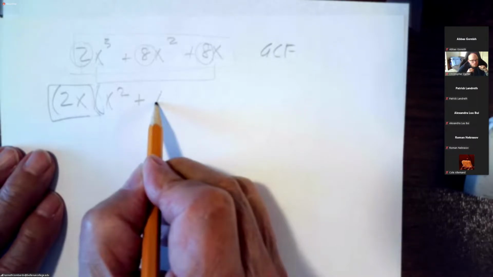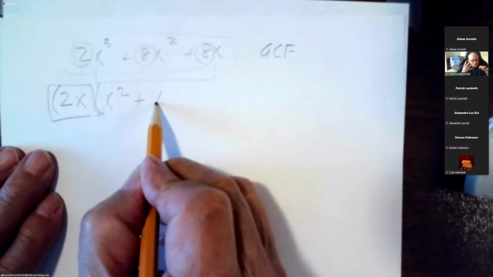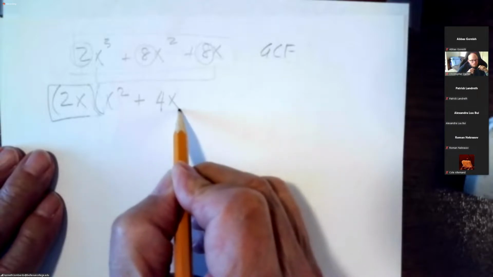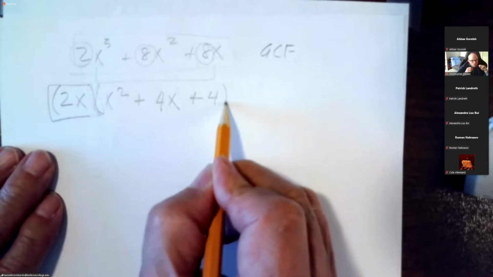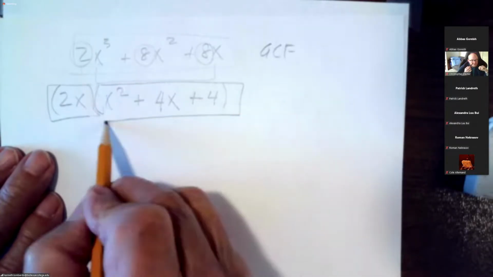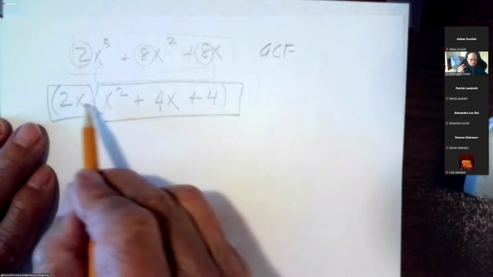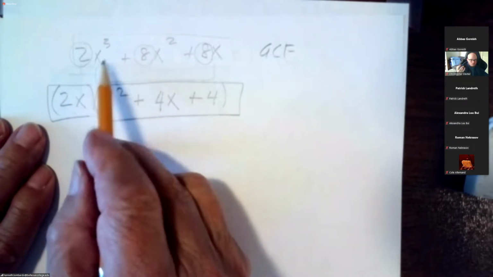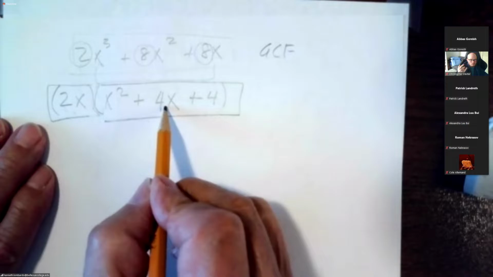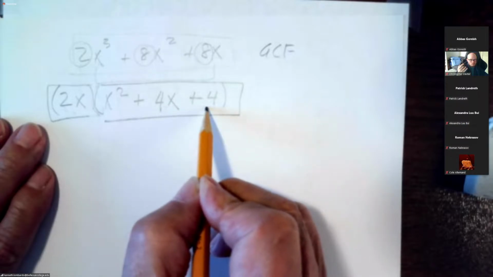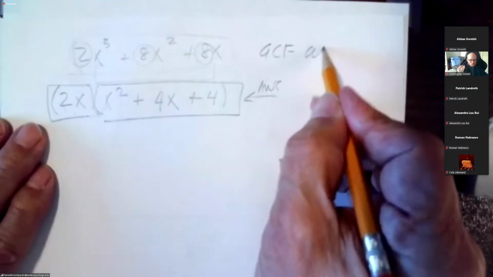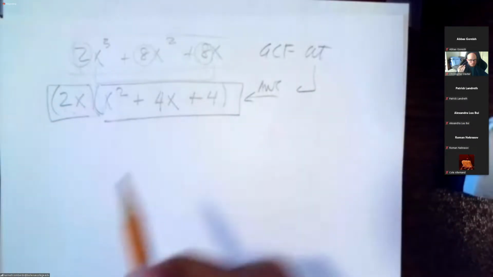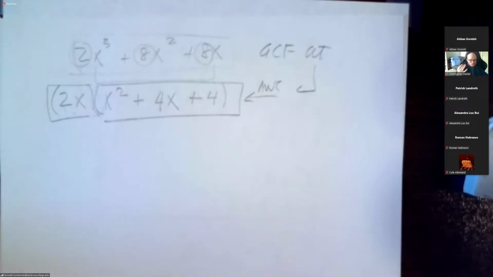I'm sorry, plus 4x plus 4. Okay, everybody agree? And then we can distribute this 2x to verify. 2x times x squared is 2x cubed. 2x times 4x is 8x squared. 2x times 4 is just 8x, isn't it? So that's what we get when we factor the greatest common factor out. And we get something that looks like that. Okay, very good. Very good.